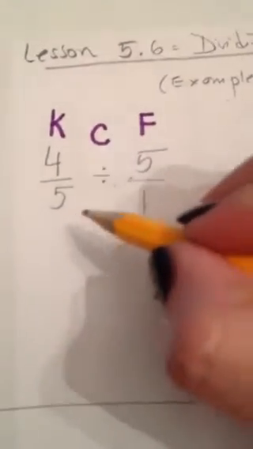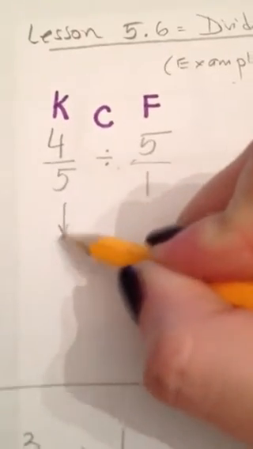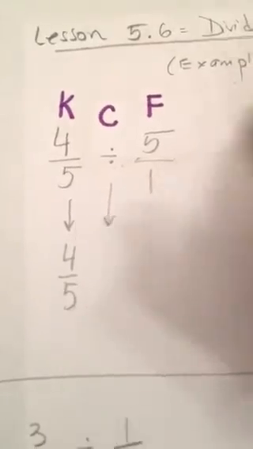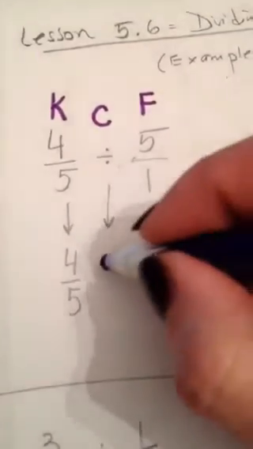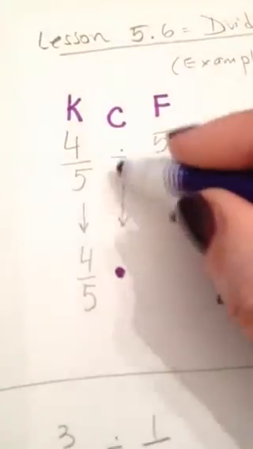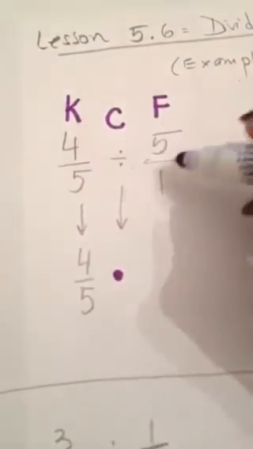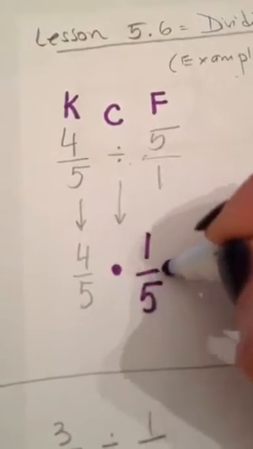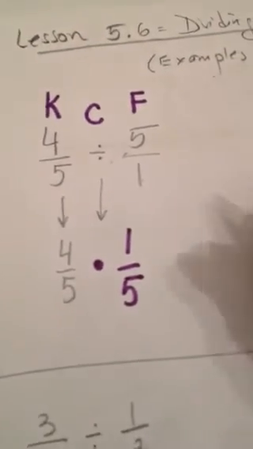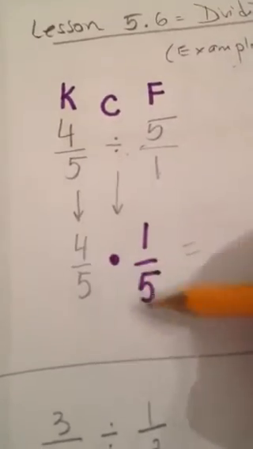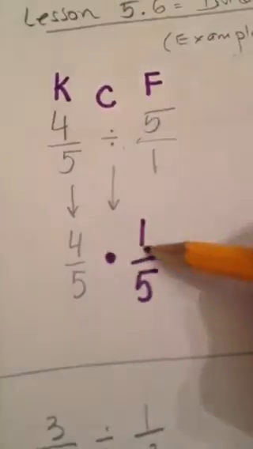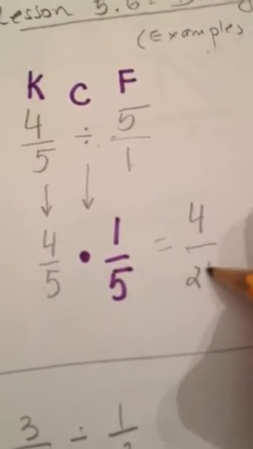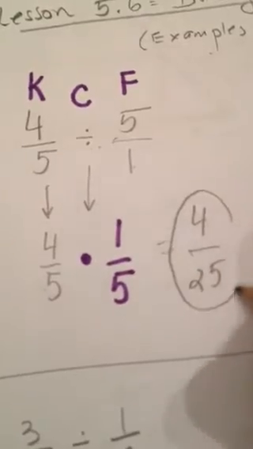Okay, so what does that mean? You're going to do keep the 4/5, right? Change this one to a multiplication. And then because we change this one to a multiplication, which is the inverse, we're going to flip this one. So this is going to be 1/5. That's it. And you should already know how to do that, right? There's nothing to simplify diagonally here. So you're just going to go 4 times 1, which is 4, and 5 times 5, which is 25. And that is in simplest form. So that is your final answer.